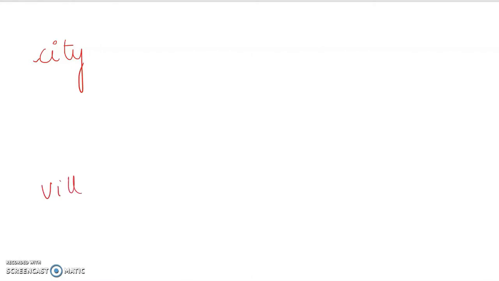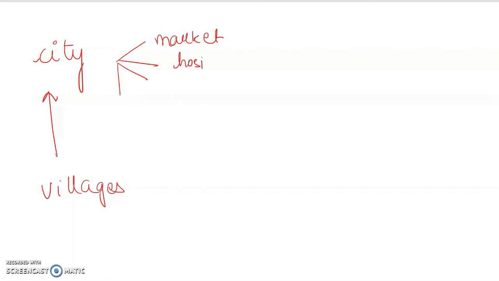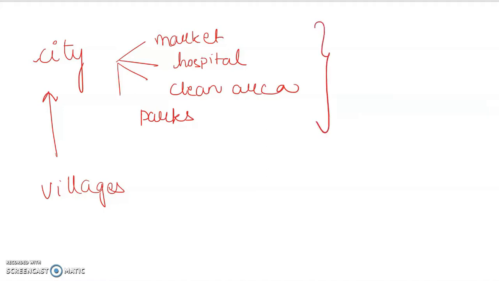People have moved from the villages to the cities, which means they need a lot of facilities there. They need markets, hospitals, very clean streets or clean areas, and parks. So there are a lot of things that have to be taken care of when it comes to the city. Do you know who makes all these decisions? For that matter, do you know who does all the planning as to where we would have a hospital, where we can have a park?